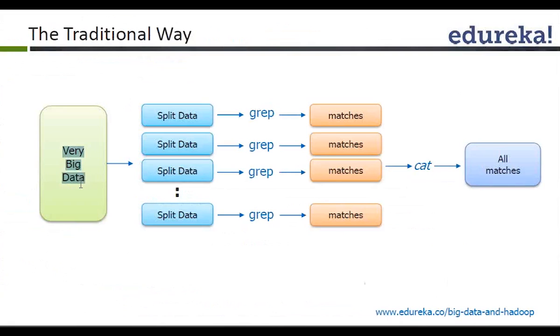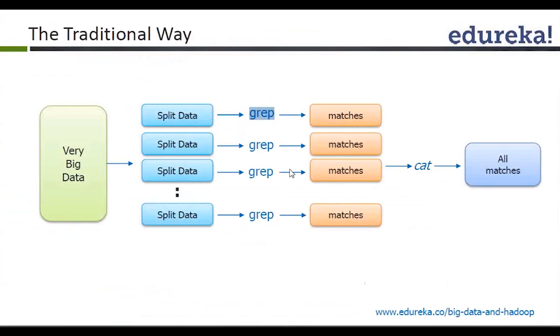So the way you can do that, if you're talking about writing your own program, is you will explicitly split the data into smaller chunks. So who's responsible for splitting the data? We have to write code for splitting the data. I'm talking about a non-Hadoop environment.